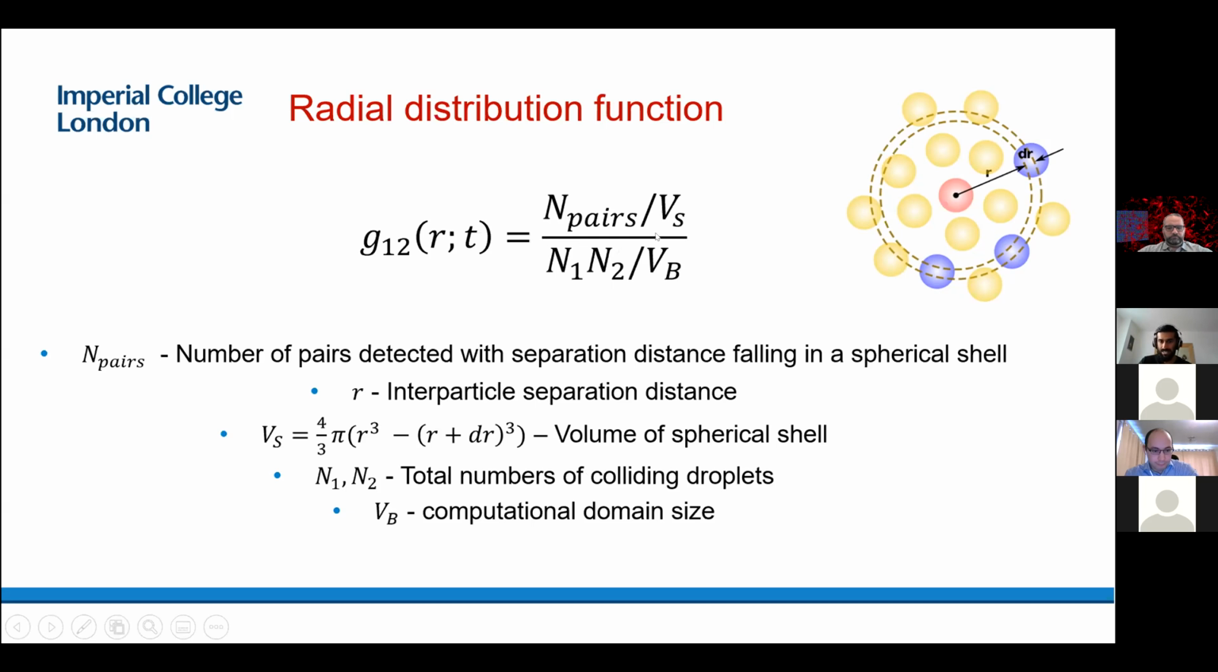So this is the relation for the RDF, and what we do in DNS, if we are looking at the RDF between droplets of size 1 and 2, is count the number of droplets of size 2 inside a spherical shell, which is at a distance r and is centered at a droplet of size 1. You calculate the number of droplets of size 2 inside the spherical shell divided by the volume of the shell, and then take the ratio of that with the particle concentration inside the domain. N1 and N2 are the total number of particles inside this domain of size W. That gives you the RDF.